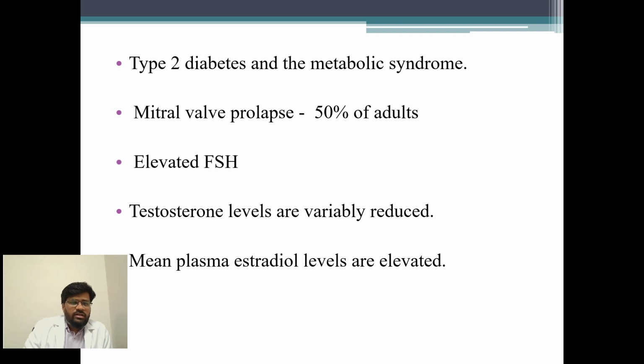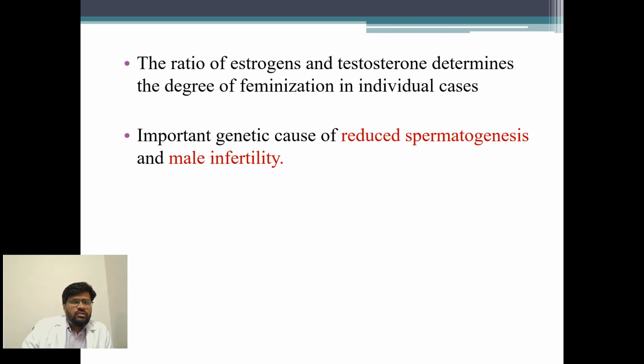Elevated FSH can be seen in these, and testosterone levels are decreased when compared to the estrogen levels. So the ratio of estrogen to testosterone level: the higher the ratio, the greater the degree of feminization in these individuals. It is an important genetic cause of reduced spermatogenesis and male infertility. So it is one of the causes.